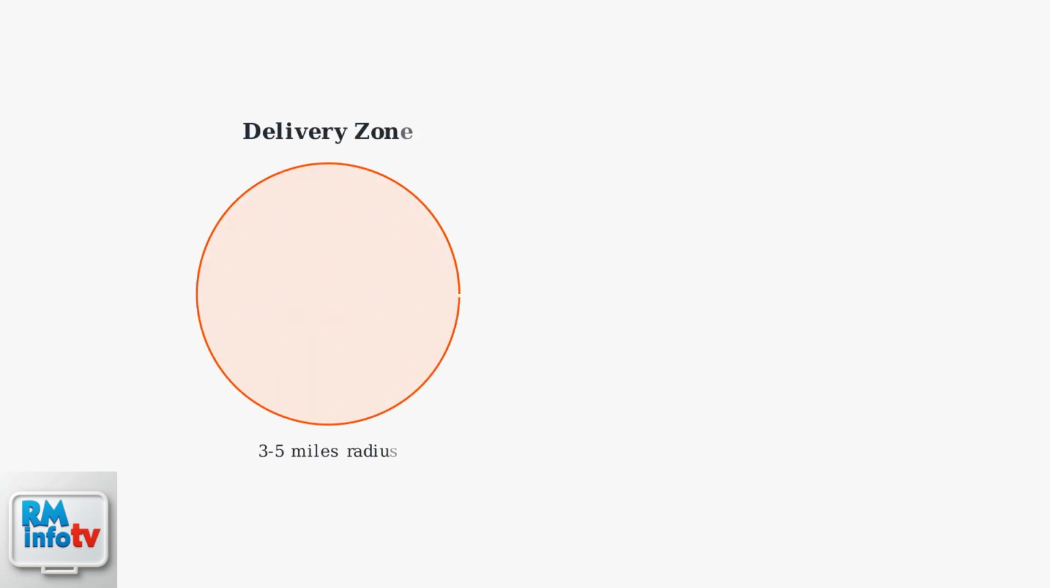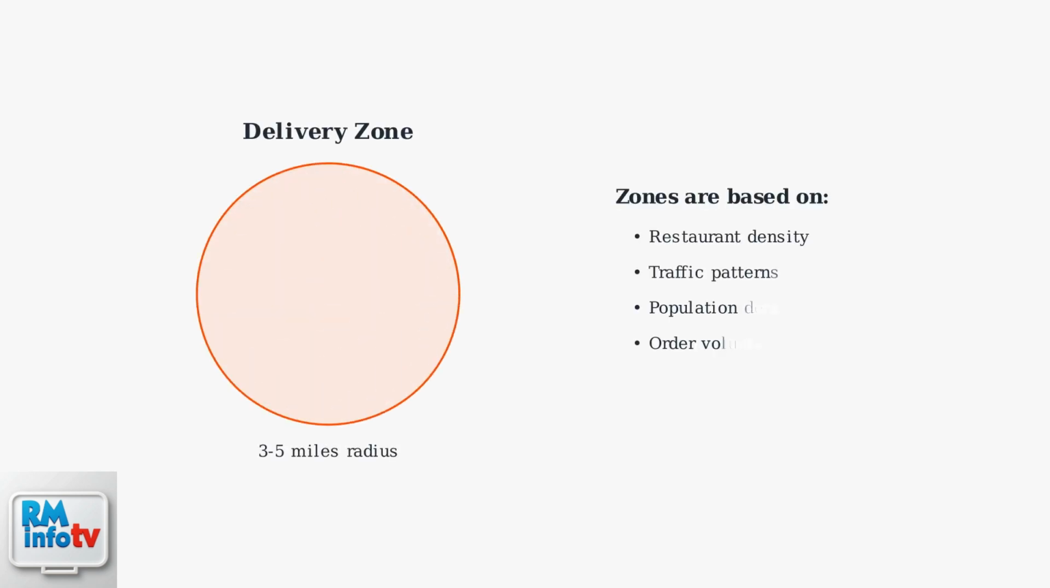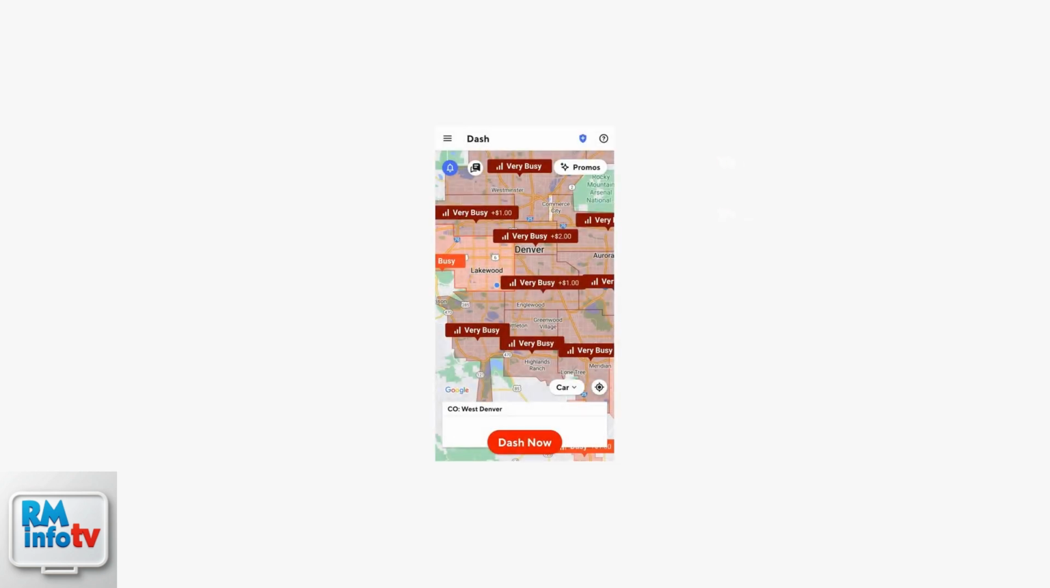DoorDash divides cities into delivery zones to optimize the delivery experience. These zones are typically 3 to 5 miles in radius and are strategically designed based on several key factors. Here's what the zone system looks like in the actual DoorDash app.